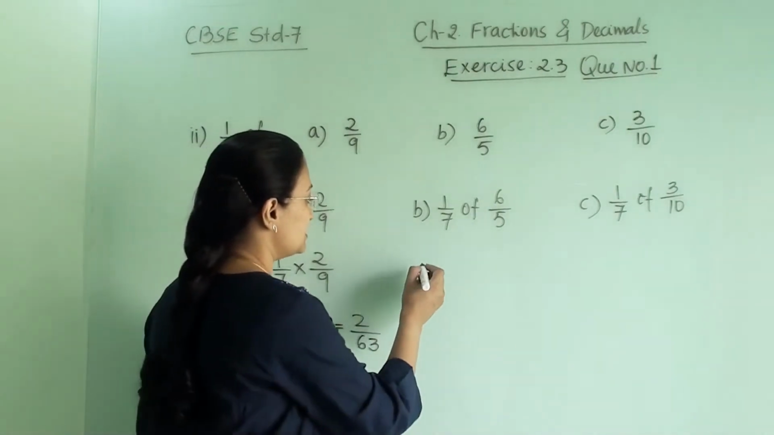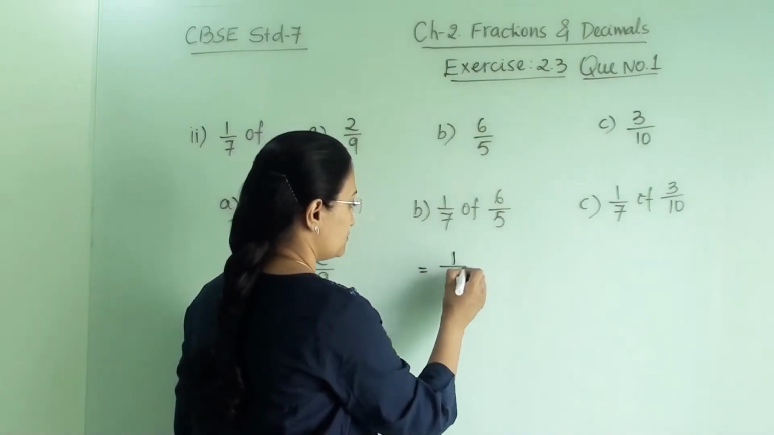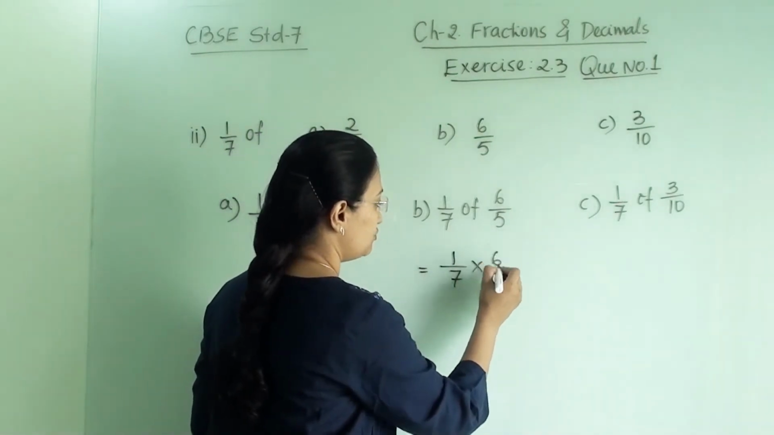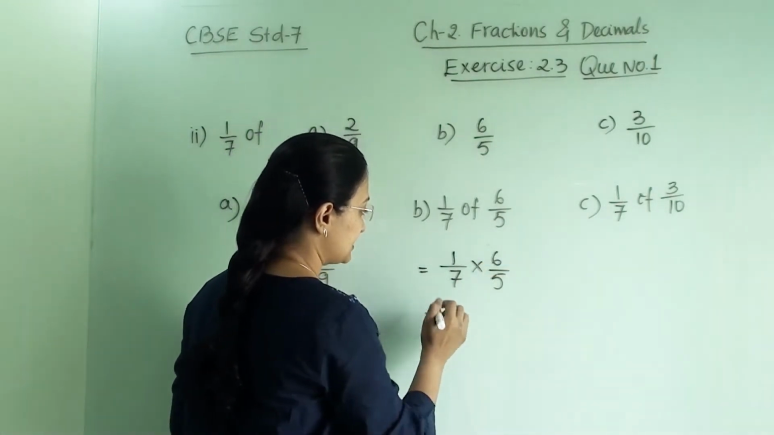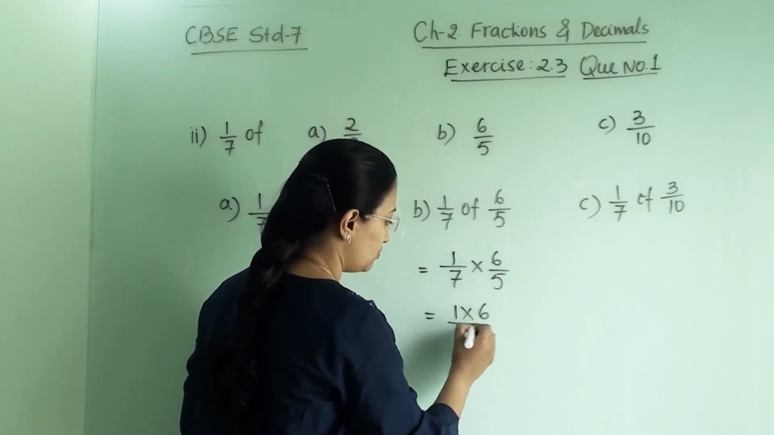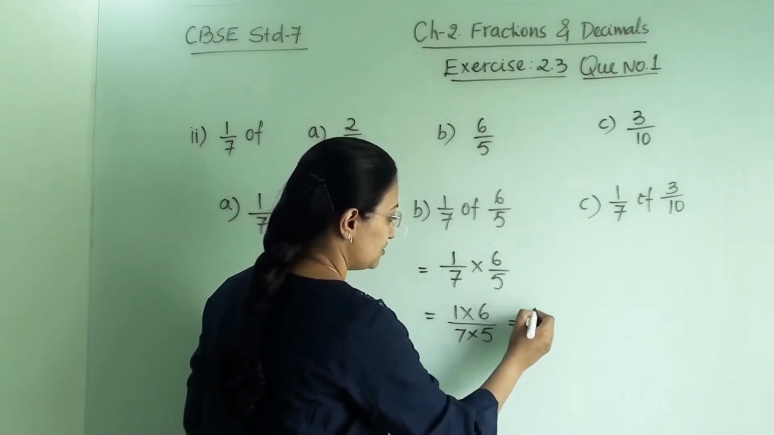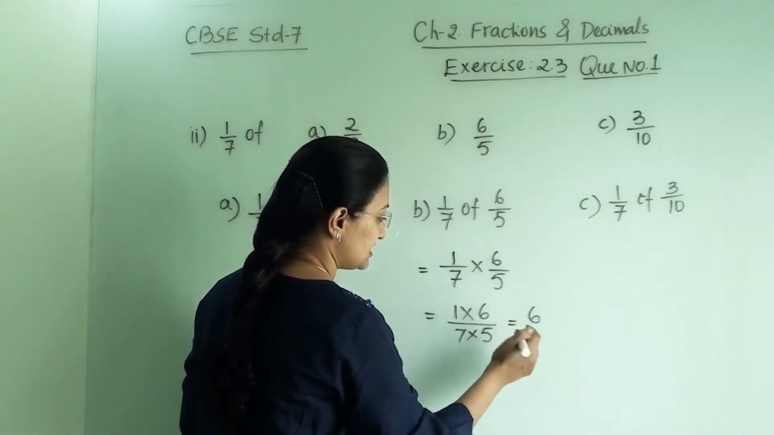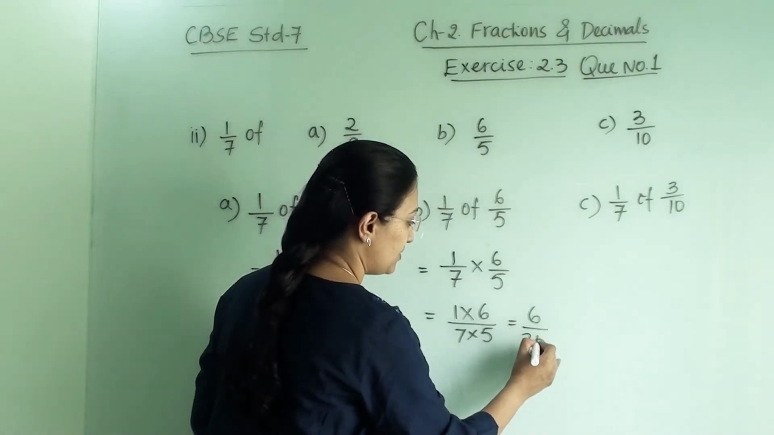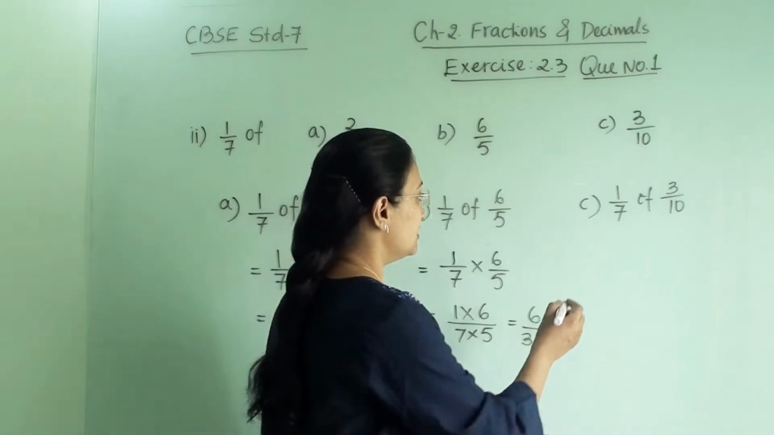Now the next is 1 by 7 of 6 by 5. So 1 by 7 into 6 by 5. Let us club numerator together and denominator together. So we will get here 1 into 6 divided by 7 into 5. So here we are going to get 6 divided by 35. 7 fives are 35.